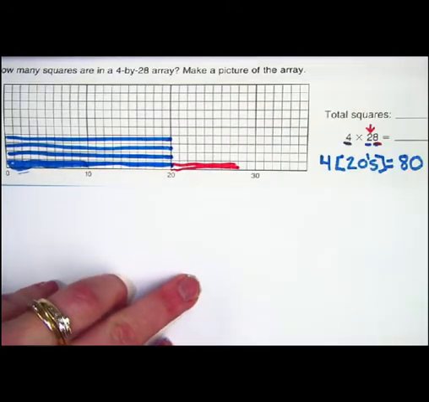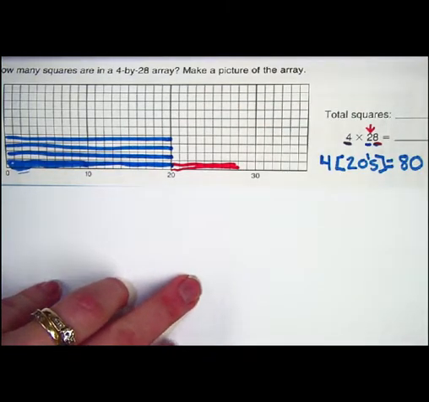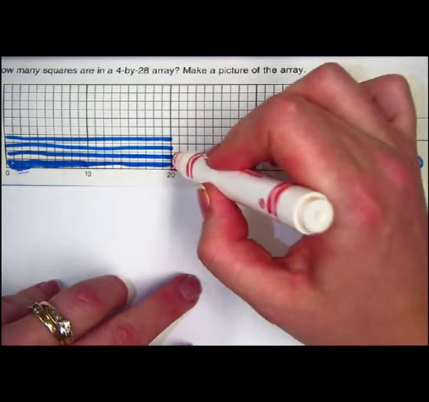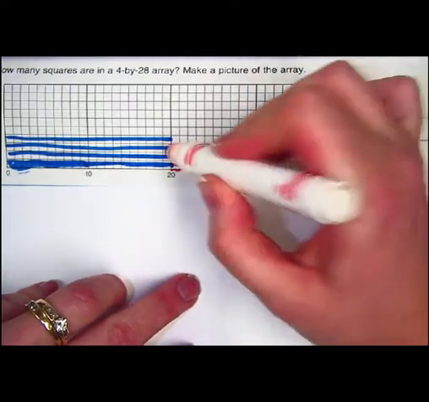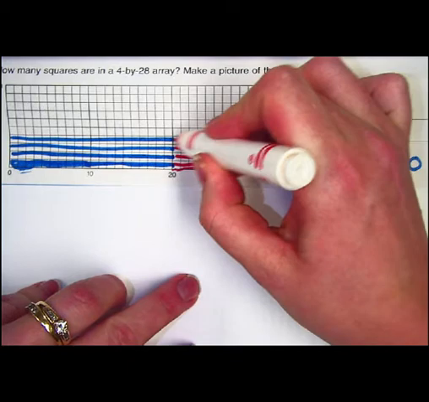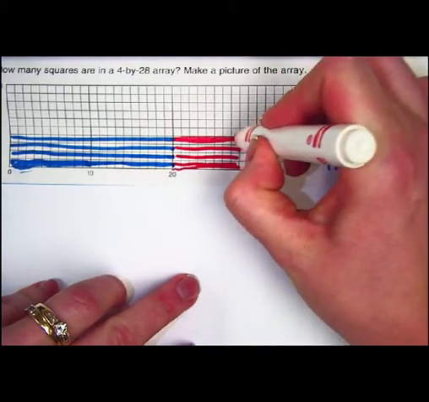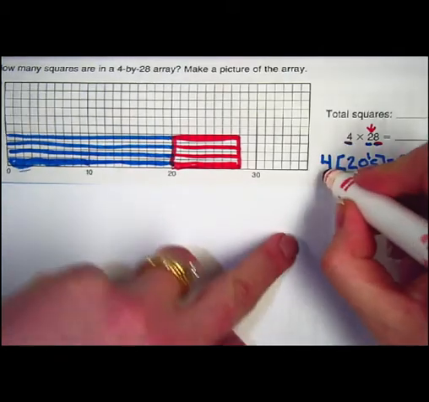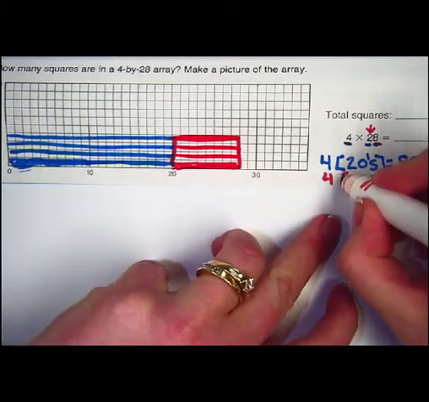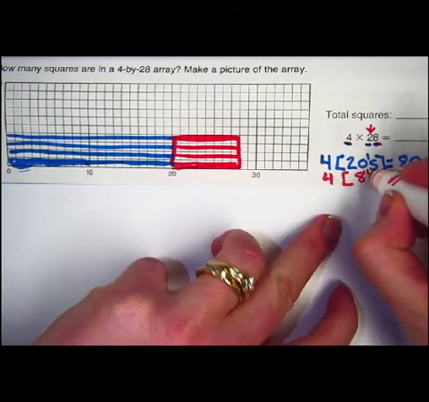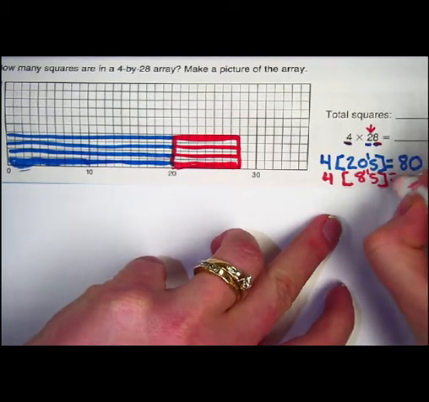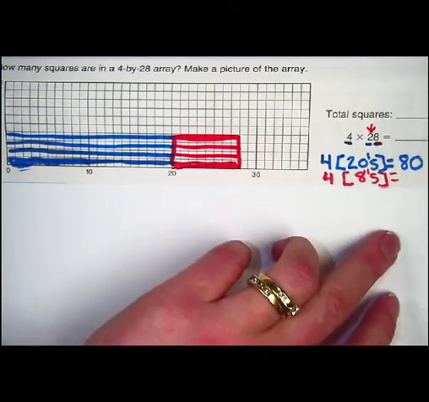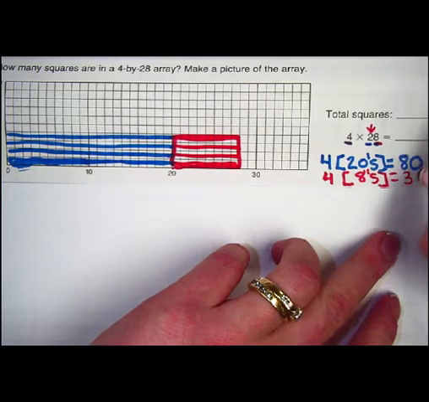This would be 1 row of 8. I want 4 rows of 8. So I'm just going to shade in 3 more rows. 1, 2, 3. This little group that I've done in red now, right here, this is 4 8s. 4 groups of 8. And 4 8s, if I multiply 4 times 8, that will give me 32.